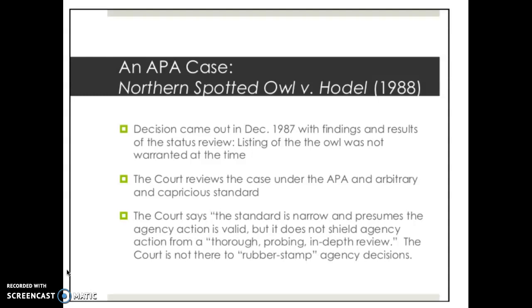And so the court says that the standard is narrow and presumes the agency's action is valid, but it does not shield the agency from a thorough, probing, in-depth review. This is where the court has said, they're not there to just rubber stamp the agency's decisions.